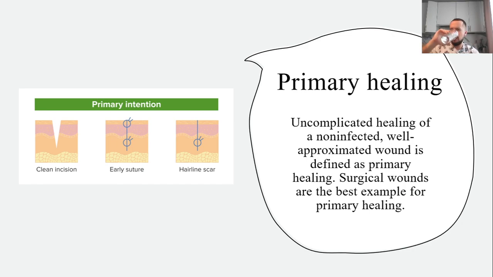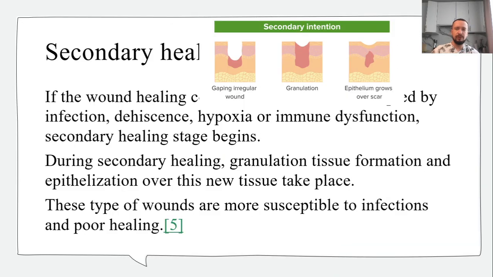Primary healing. Uncomplicated healing of a non-infected, well-approximated wound is defined as primary healing. Surgical wounds are the best example of primary healing. Secondary healing.